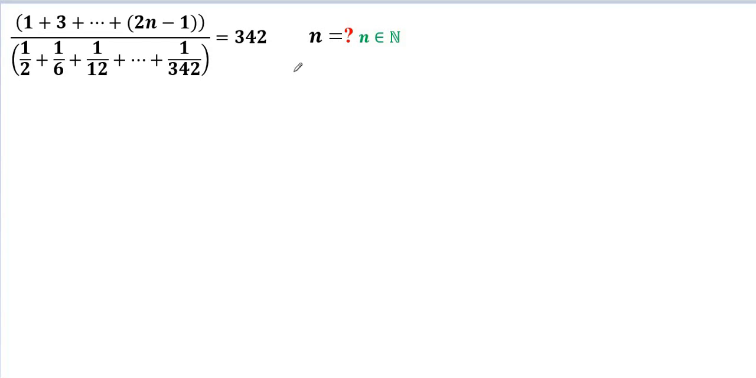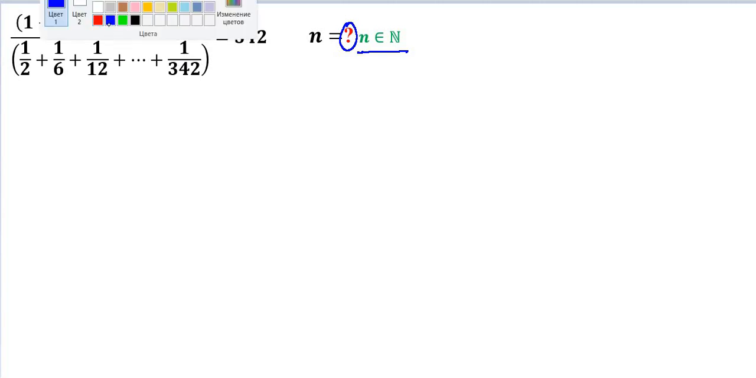Hello everyone, in this video we're going to find the value of n given the following equation, where n belongs to natural numbers. Let's start. First of all, to solve this problem we have to simplify the left hand side of this equation. So now I'm going to start with the numerator.